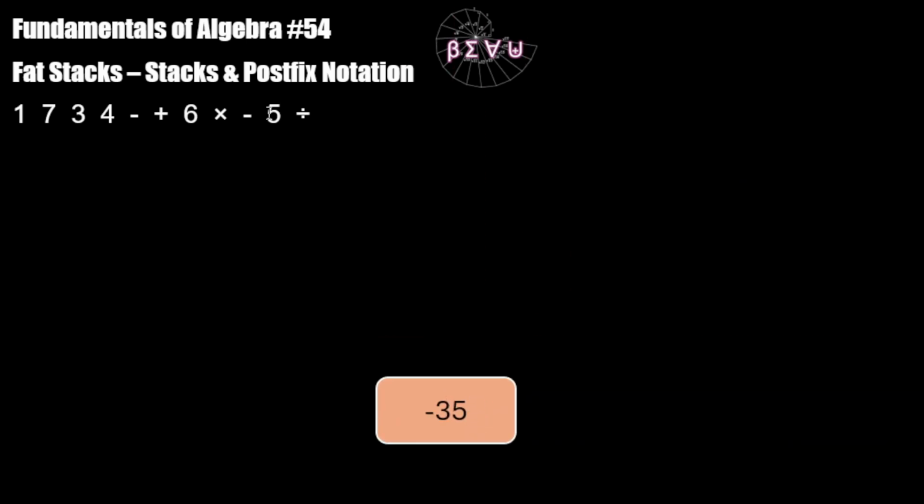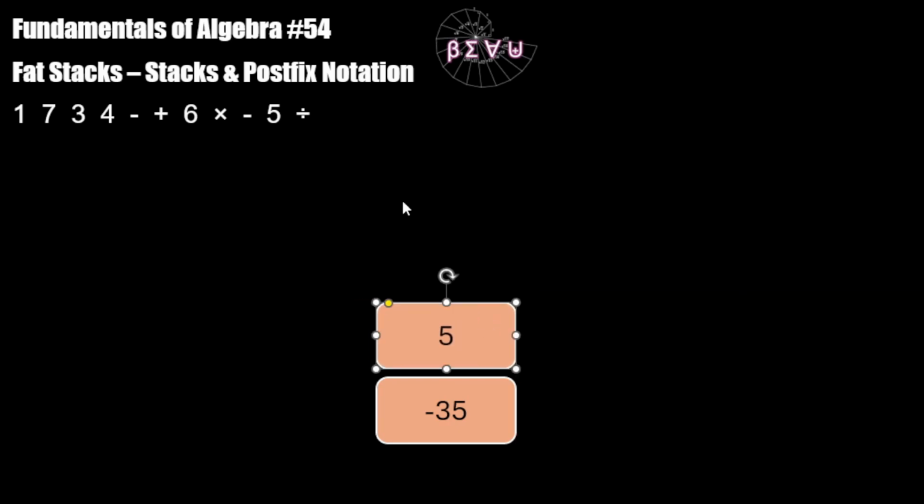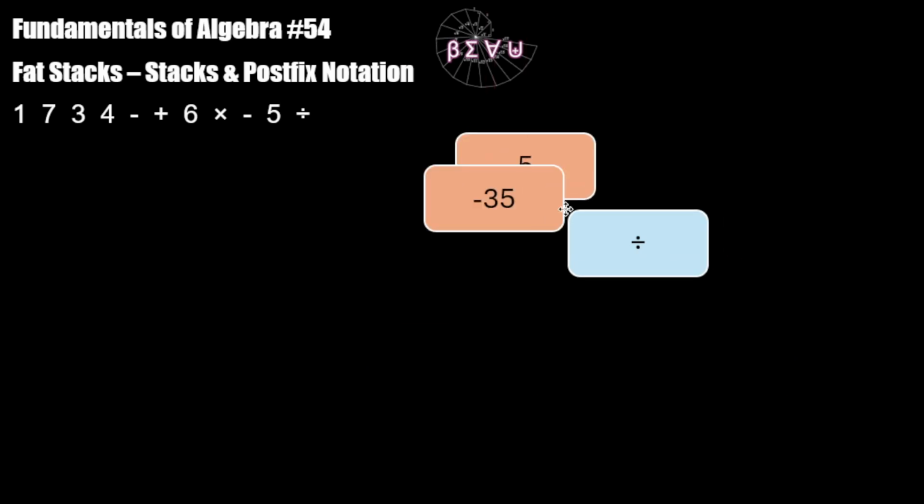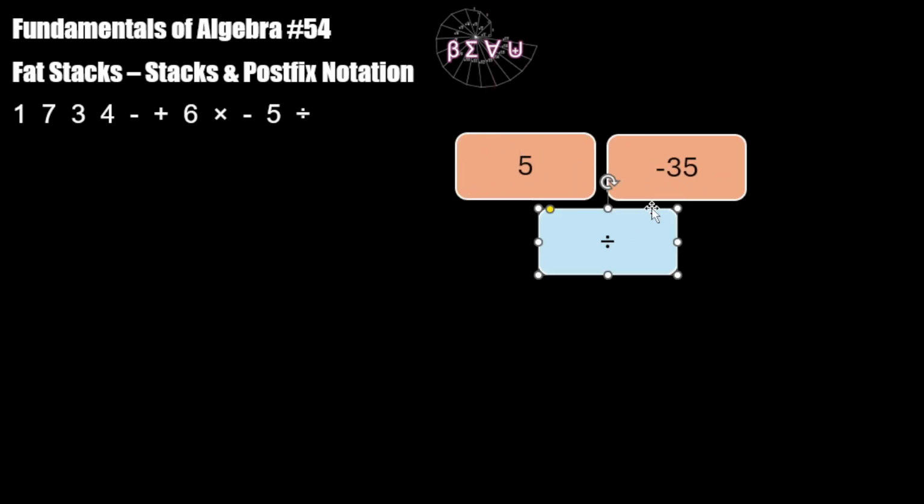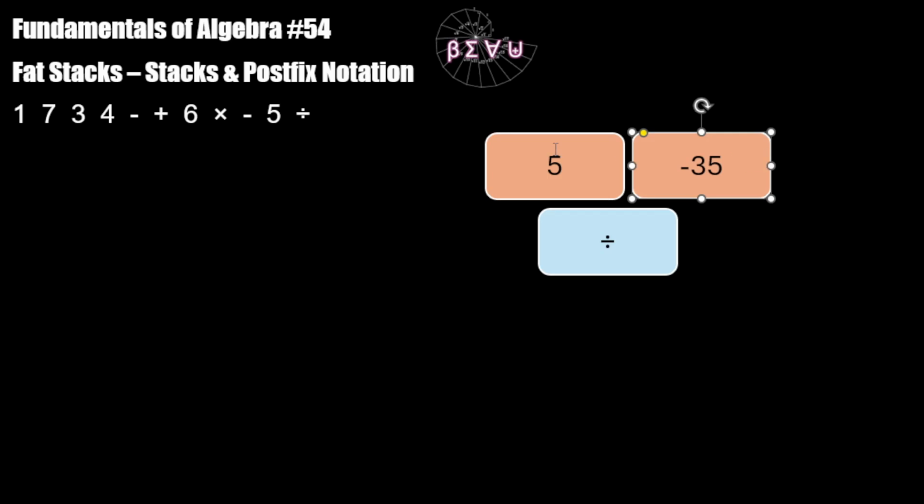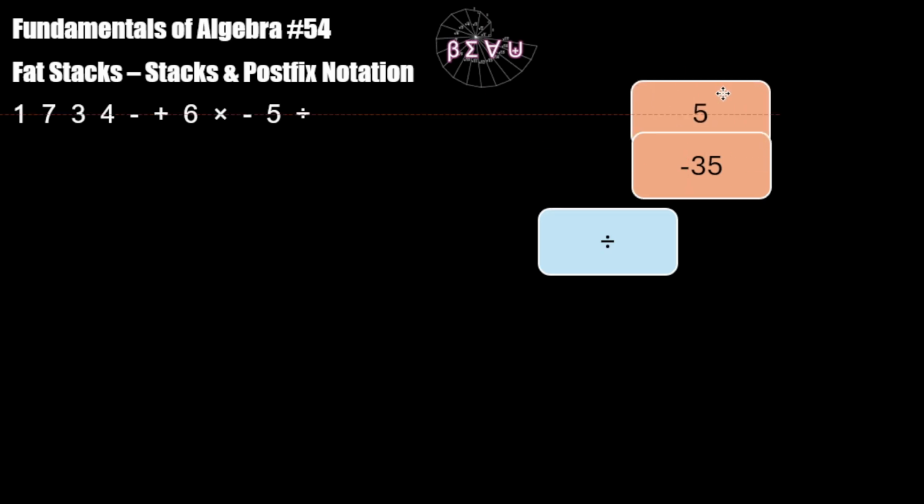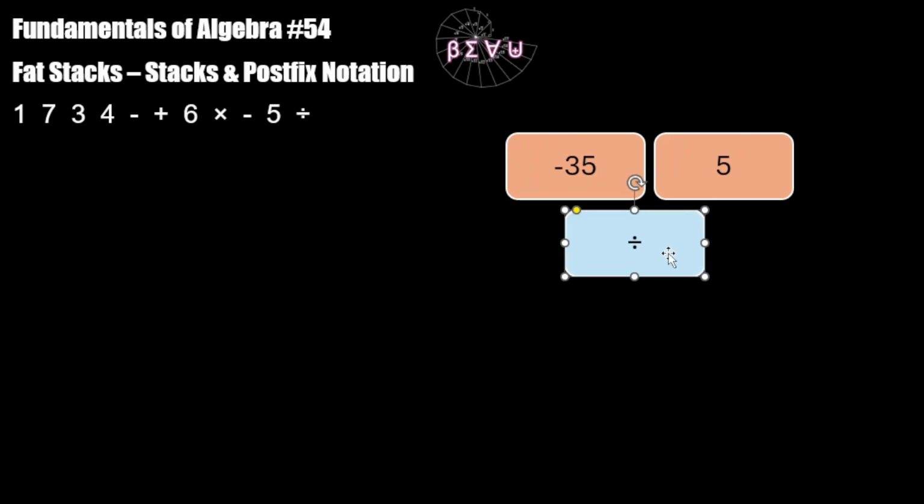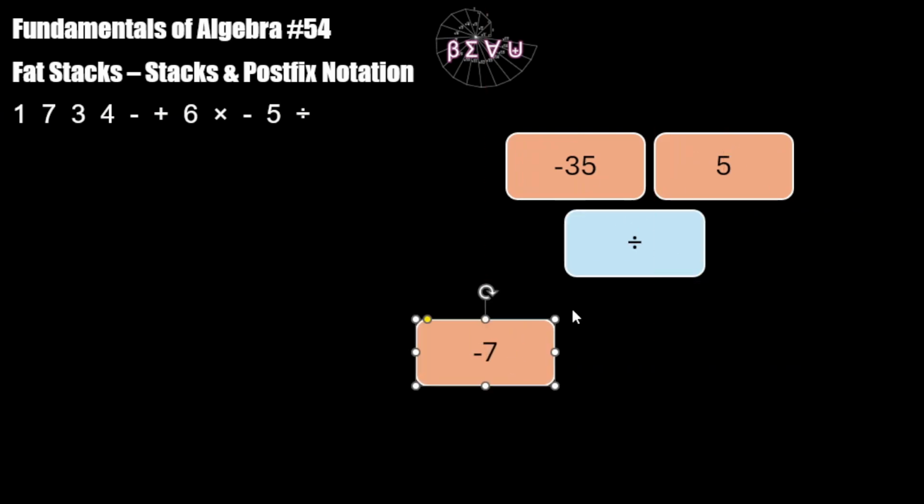Okay, next up, we input a 5. So that's just pushed onto the stack. And lastly, we have division. And division is going to be our operation that pops the 2 pieces of data from the stack. And once again, we have to do it in the right order. So the 5 was input after the minus 35, right? So we actually have to do the evaluation in this order. Minus 35 divided by 5 is minus 7.